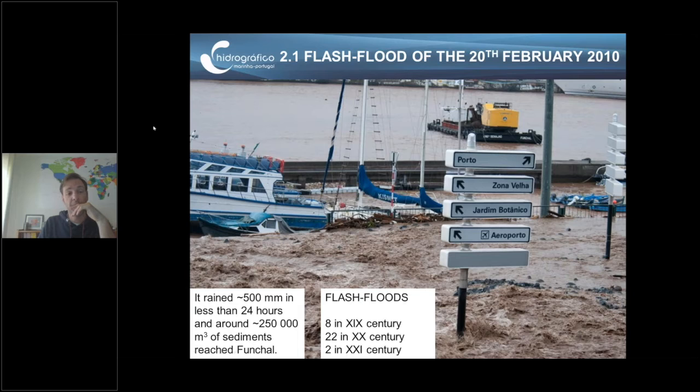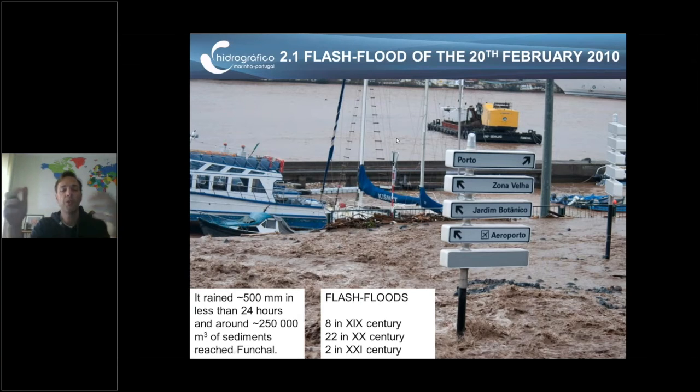For instance, we have an event, the flash flood of the 20th of February 2010. Probably some of you have heard about it, where it rained around 500 millimeters in around 24 hours. With that event, the flash flood delivered around 220,000 cubic meters of sediments to Funchal, which is the capital of Madeira. And you can see an image of the harbor in Funchal and how it became.